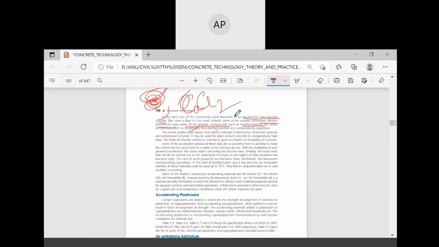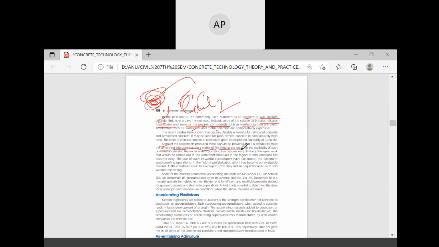Instead, some soluble carbonates, silicates, fluosilicates, and some other organic compounds such as triethanolamine are used. Accelerators such as fluosilicate and triethanolamine are comparatively expensive. Recent studies have shown that calcium chloride is harmful for reinforced concrete and prestressed concrete, so calcium chloride is not used nowadays. Some of the accelerators produced these days are so powerful that it is possible to make the cement set stone hard in a matter of 5 minutes or less.